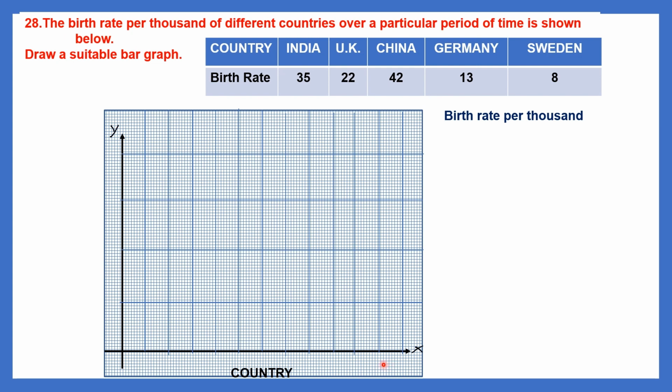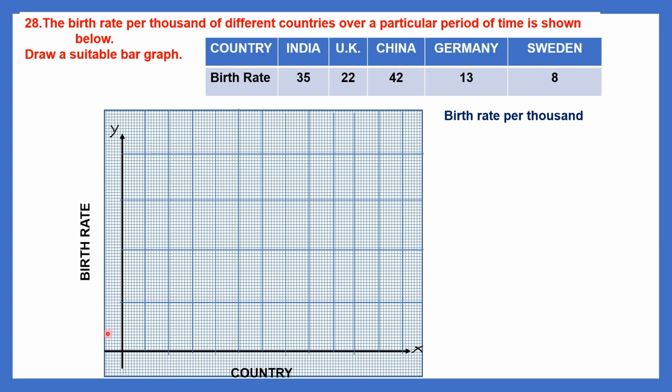So on the y-axis, what are we showing? We are showing the birth rate. The next row, the birth rate, we are going to show on the y-axis. Remember the y-axis has numbers and we have to decide how we're going to put those numbers. For that, let's look at the highest number here. The highest number is 42 and the smallest number is 8. Your graph sheet is quite long, isn't it? So you can get nice and long bars, nice and long columns if you can spread out your numbers.